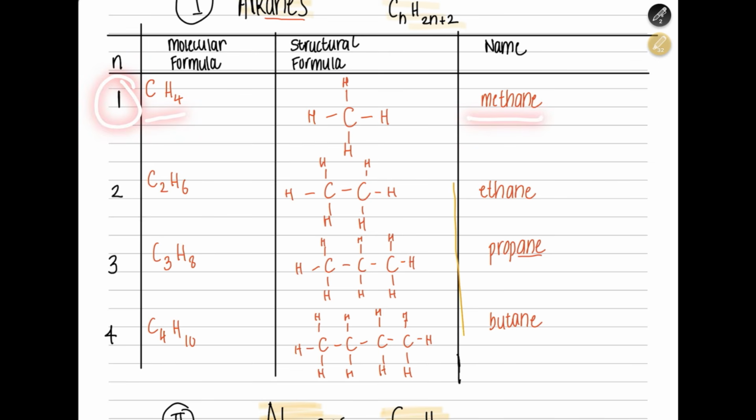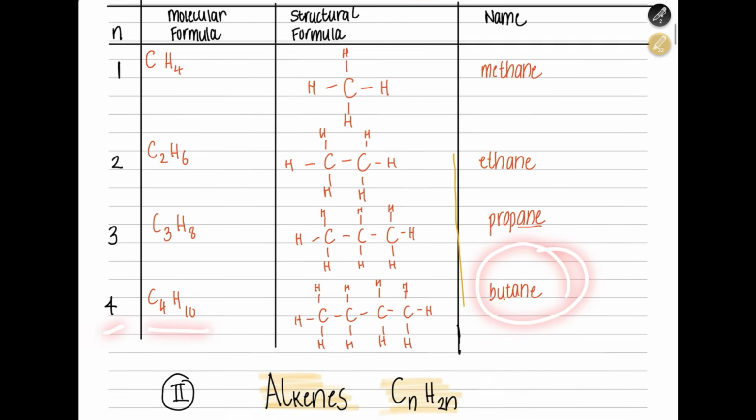So if n is 1, you have methane. This is the molecular formula CH4, and that's the structural formula. When you have 2 carbon atoms, it's called ethane, C2H6. When you have 3 carbons, it's called propane, C3H8. And when you have 4 carbon atoms, it's called butane, C4H10.